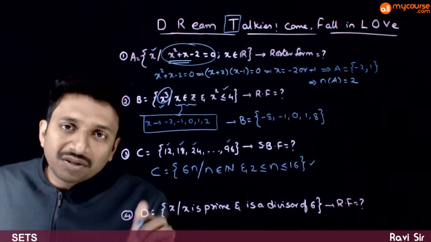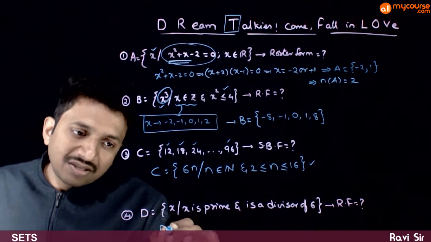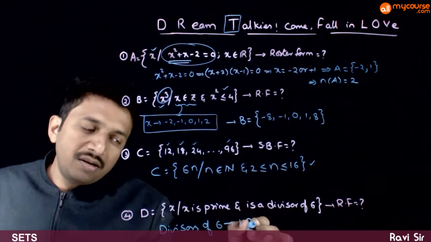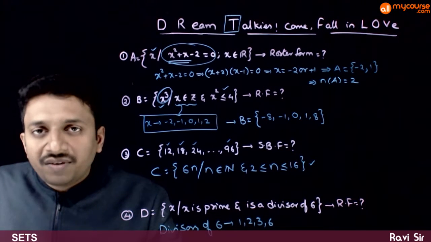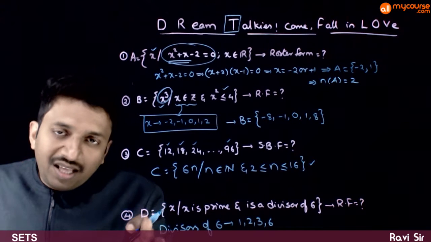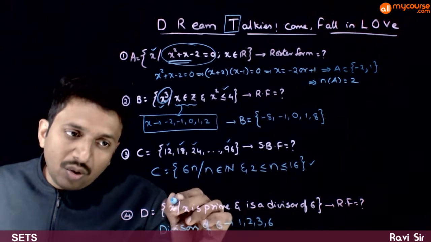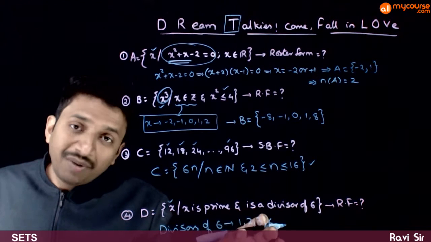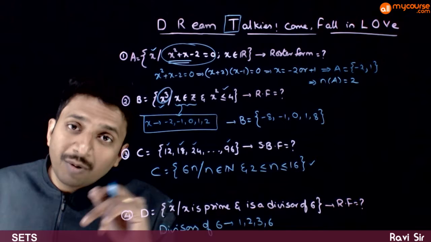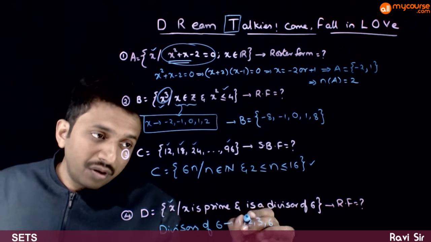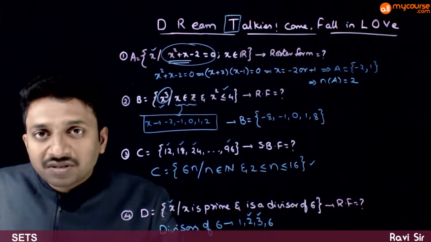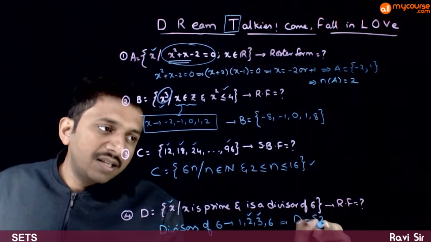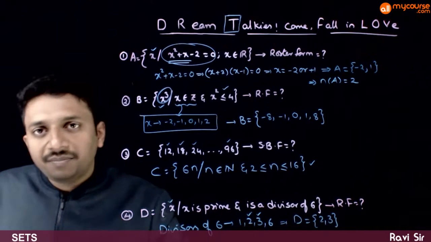So if you take the divisors of 6, the divisors of 6 are nothing but 1, 2, 3 and 6. These are the 4 divisors for 6. But D is a set containing only those x's where x is prime also. Apart from being a divisor of 6, x has to be prime also. So out of these 4, as you can see, only these 2 are primes, right? So this implies that D's set builder form will be the set containing 2 and 3.